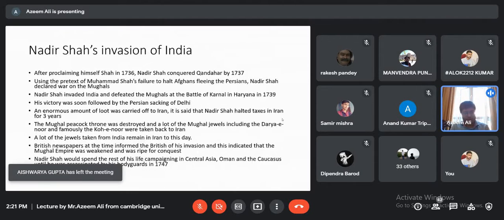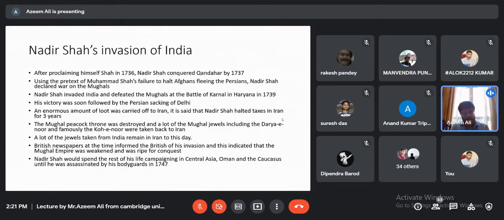So this gives a kind of context of how much devastation it was. British newspapers at the time informed the British public and the government in Britain of this invasion, and this indicated that the Mughal Empire was weakened and there was an opportunity for conquest. After returning to India, Nadir Shah would spend the rest of his life campaigning in Central Asia, Oman, and the Caucasus until he was assassinated by his bodyguard in 1747.